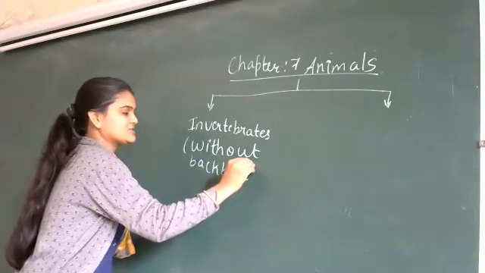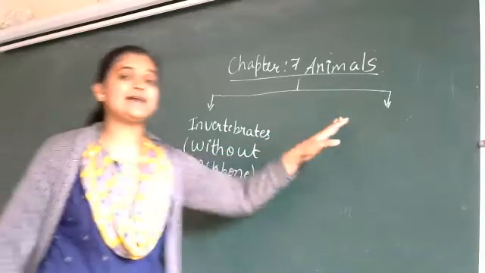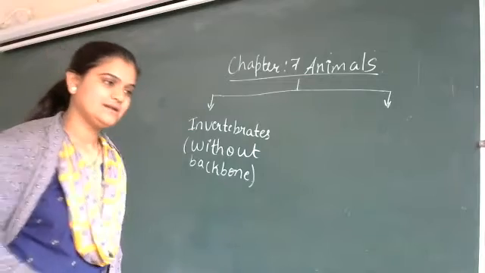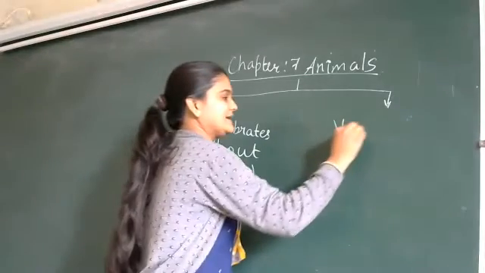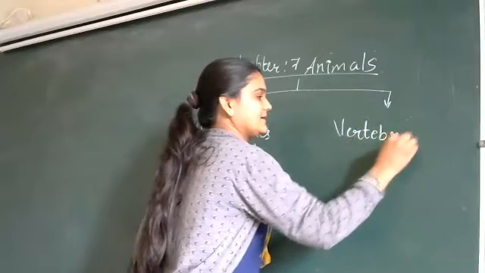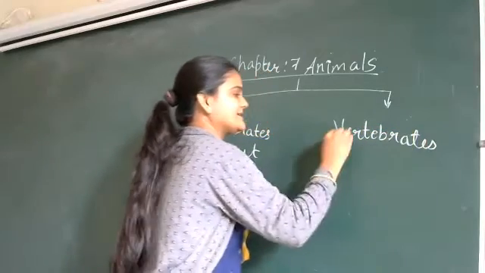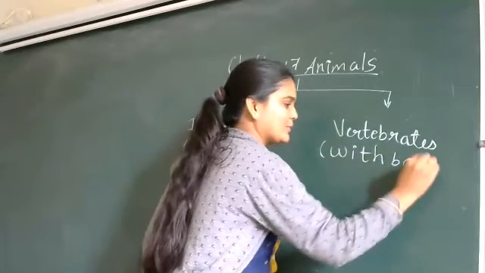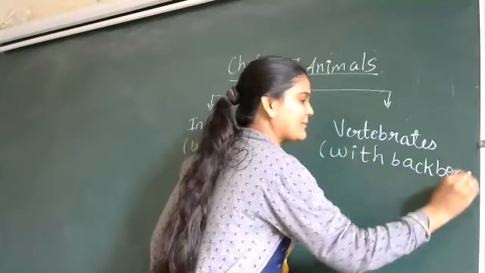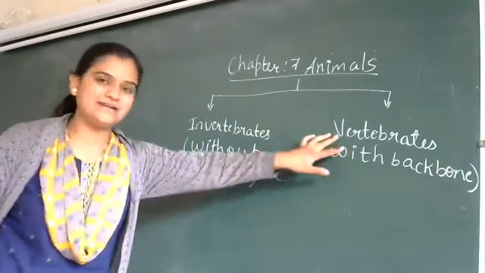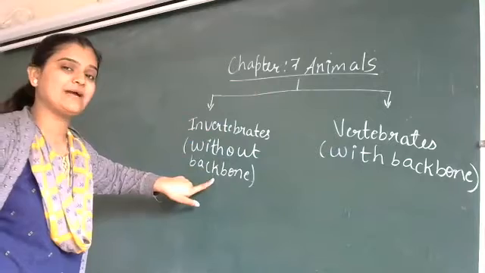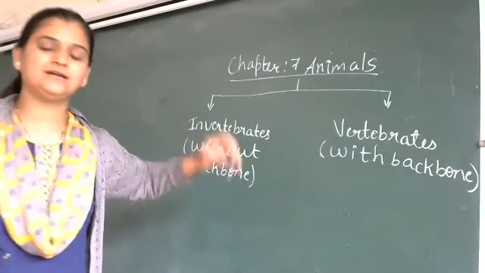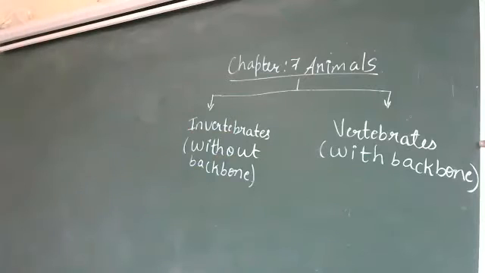Next one. Can you tell me what the other type will be? Yes, it is vertebrates. Vertebrates are the ones which have a backbone. So animals with a backbone are known as vertebrates. The ones which do not have a backbone are known as invertebrates. Is it clear till here? Any doubts?